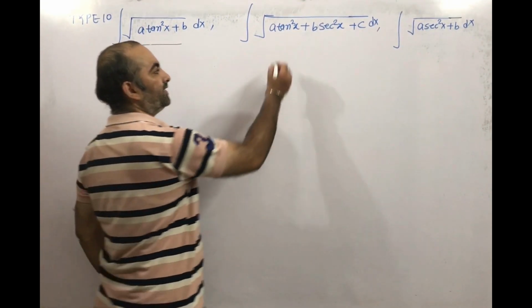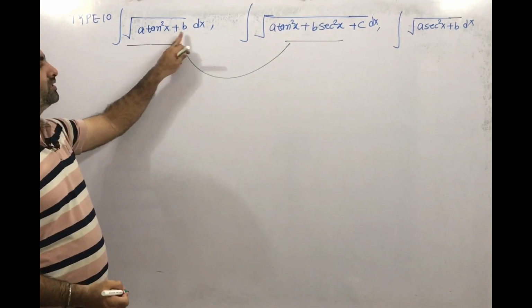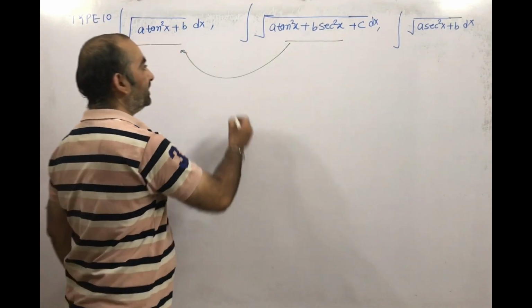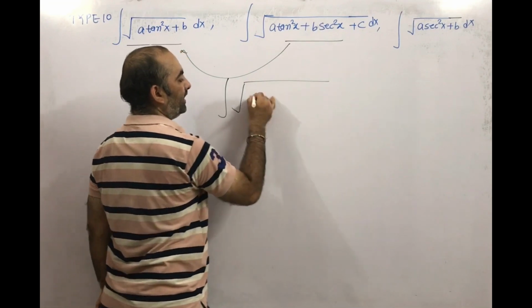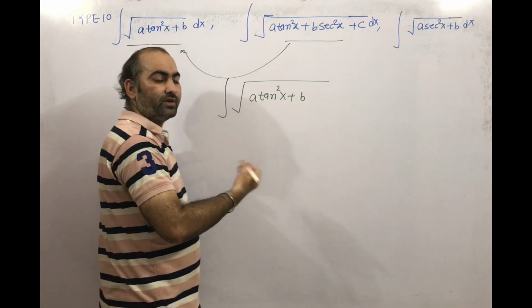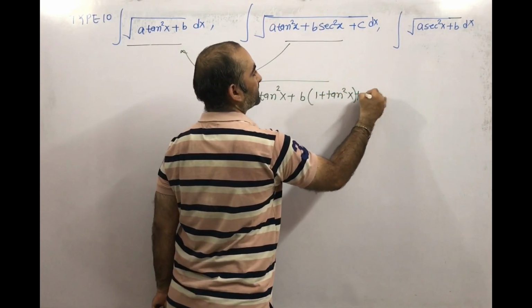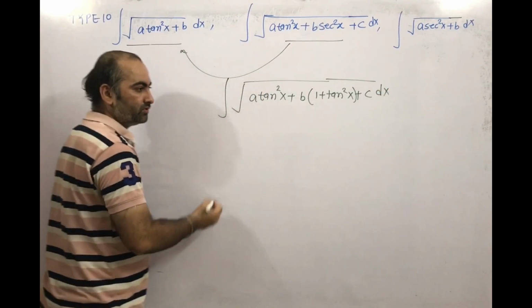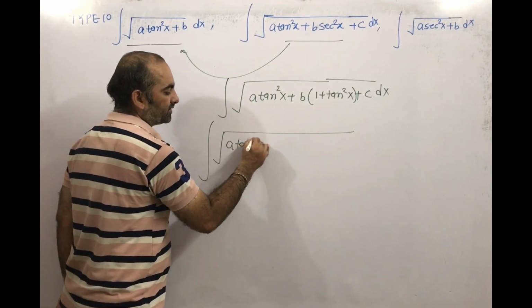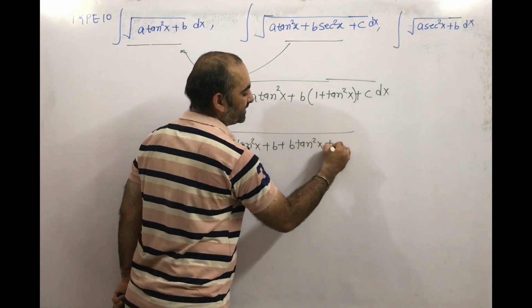Okay, so this integration we can convert in terms of this one. Very simple is that. This is what? A tan square x would be. So here secant square x we can convert in terms of tan. So this is what? Integration of root over a tan square x plus b secant square x, we can write 1 plus tan square x, plus c, dx. So this is called integration of root over a tan square x plus b tan square x plus c into dx.